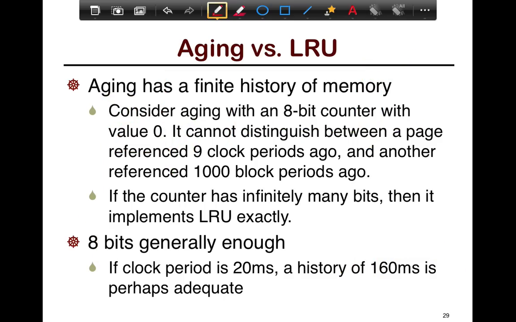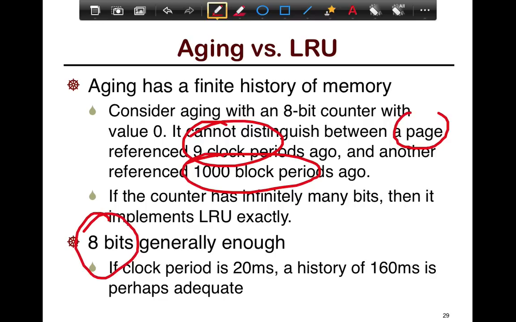So aging versus LRU. Aging has a finite history of memory. So essentially, it cannot distinguish between a page that was referenced 9 clock periods ago versus 1,000 clock periods ago. Okay, so if the counter has infinitely many bits, if we can remember things forever, then it effectively implements LRU exactly. And in current, modern systems, 8 bits remembering 160 milliseconds of history, if your clock period is 20 milliseconds, seems perfectly adequate for most systems.